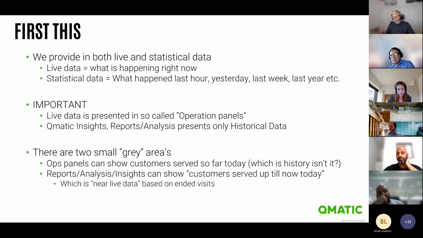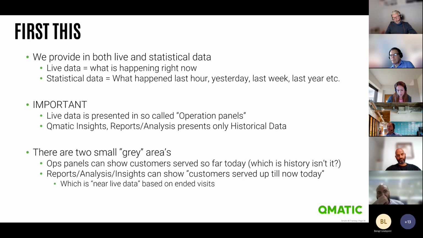Although there are a bit of gray areas. For example, in an operation panel, I can also see how many customers were served up till now today. And then you could say that's actually statistical data, because what happened this morning is statistical data versus what's happening right now. But it's a small gray area. And in the reporting tools and analysis and insights, you can actually see how many customers are served up till now today. So our historical data tools show every customer who has left the building, you could say. At the moment they leave, they're done, the transaction is closed, then you would see them in statistical data.